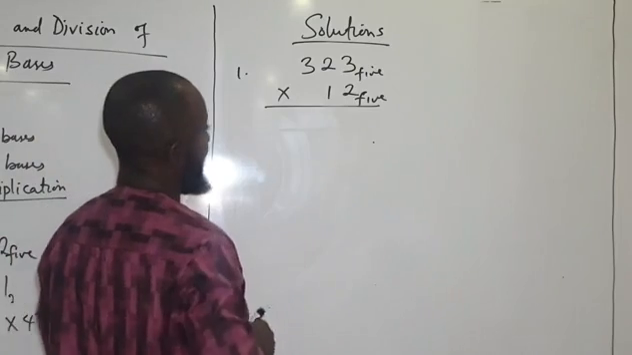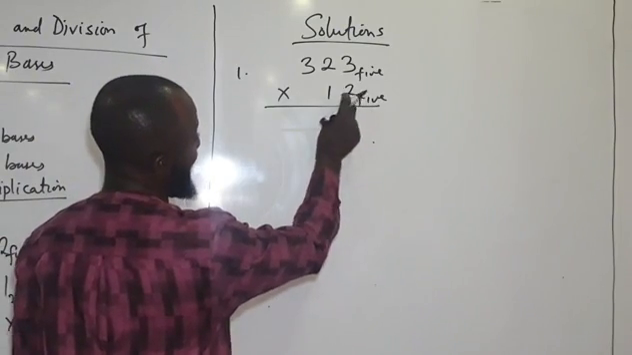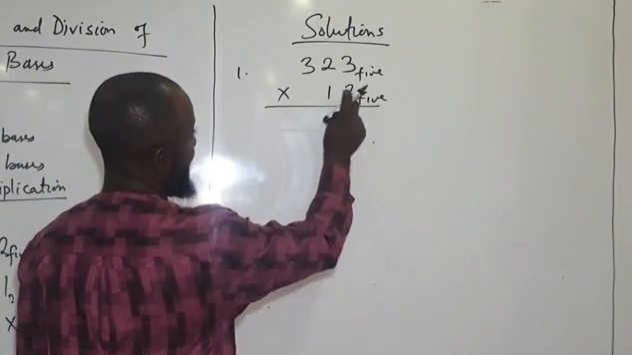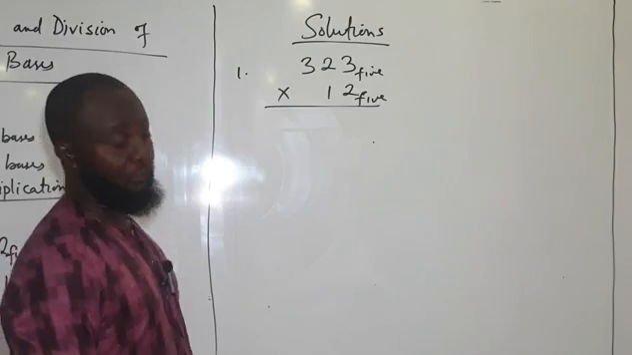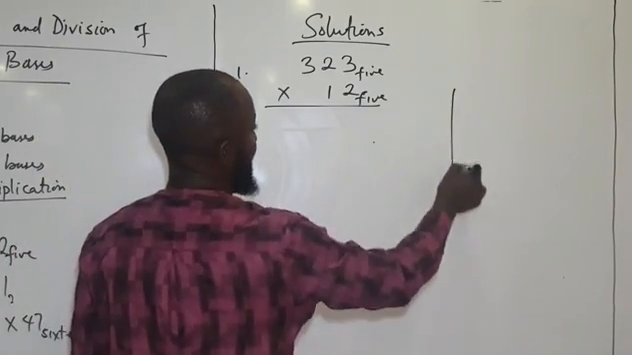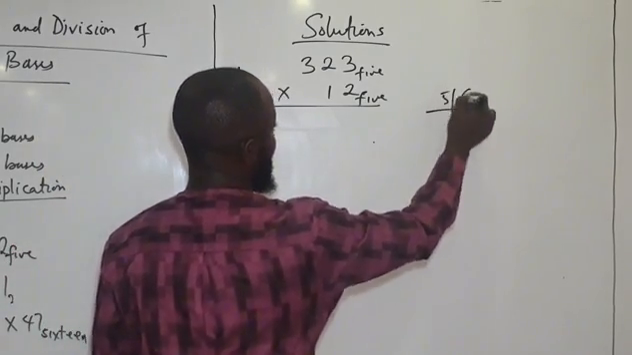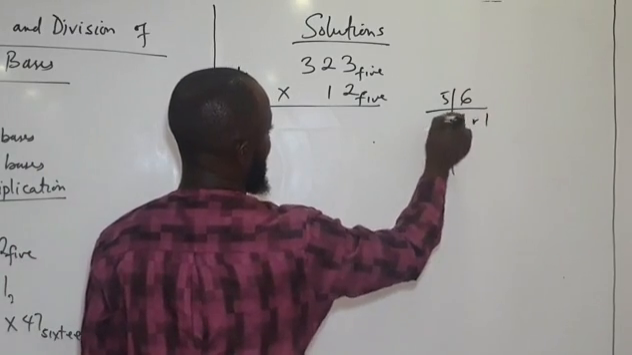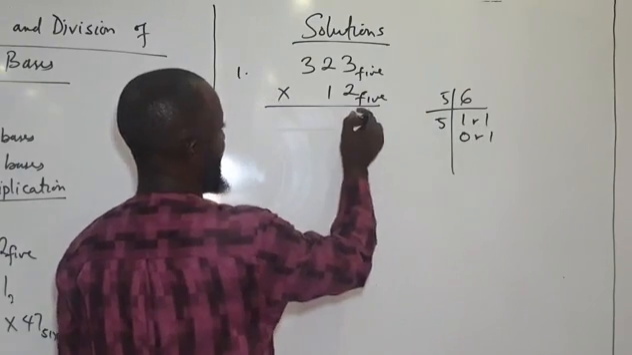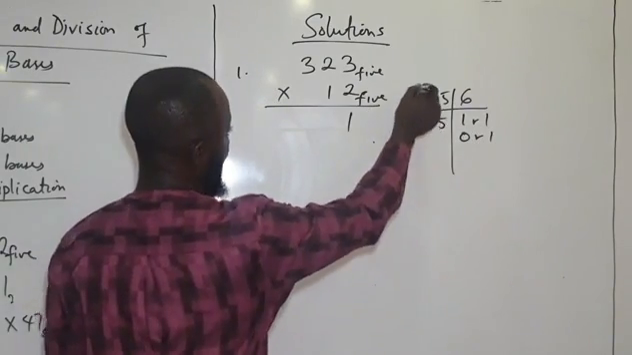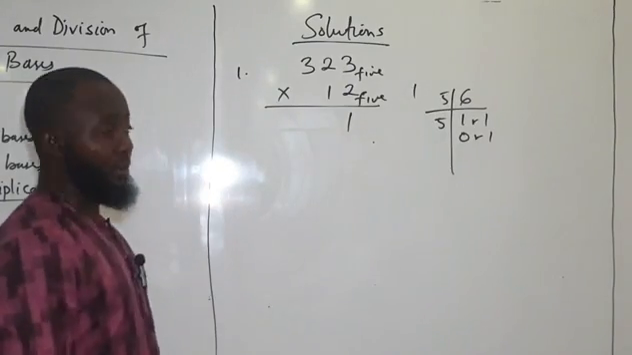So let's start with the first one. If we're multiplying, we start with the last digit here. 2 multiplied by 3 gives 6. And you can see 6 is more than 4. So we change that 6 to base 5 now. 6 divided by 5, 1, remainder 1. 5 divided by 5, 0, remainder 1. That is 11. We write what? 1. We carry what? 1. Right. Hope I'm with you.